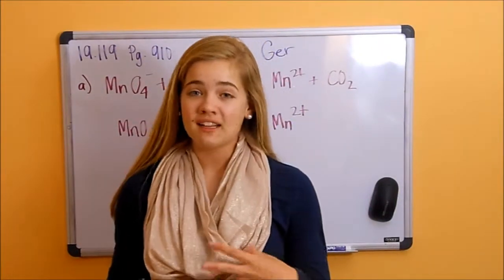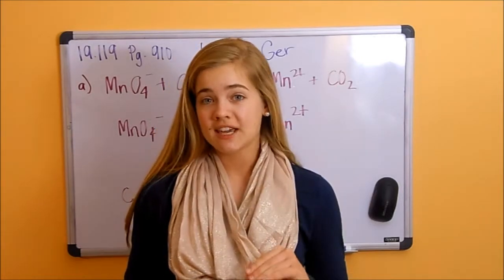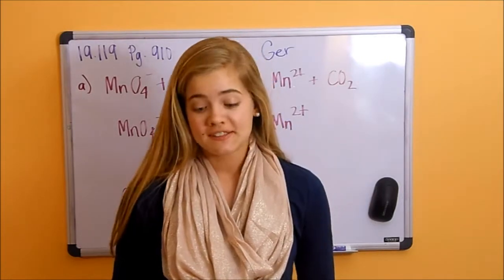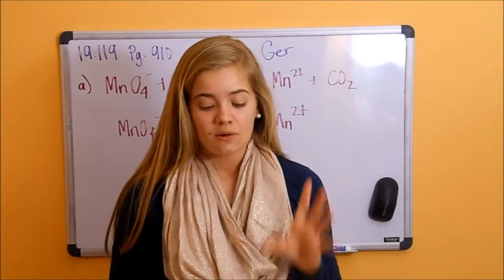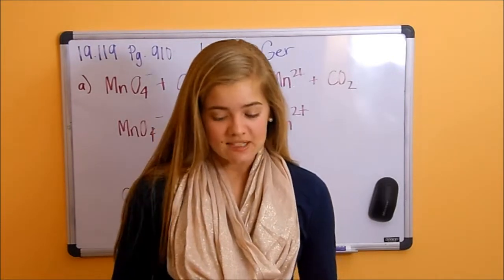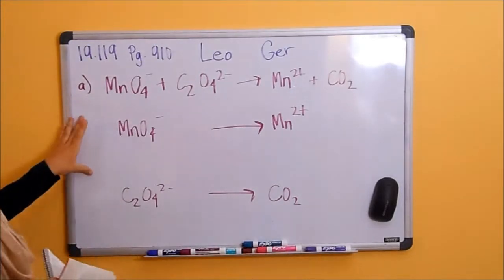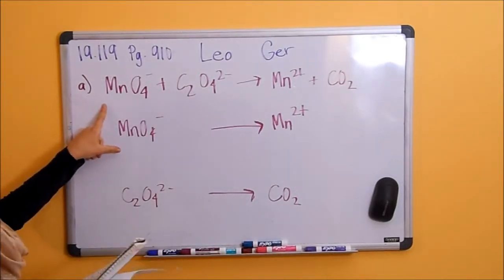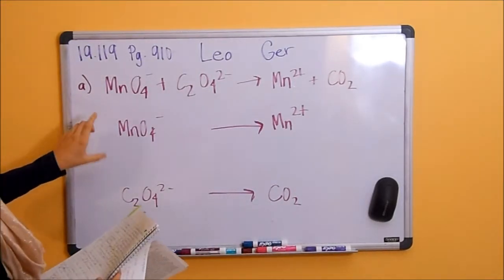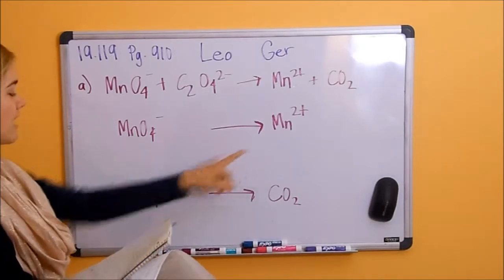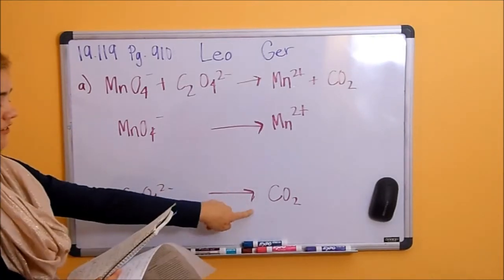Okay, now to balance these equations so we can later add them together, we've got to go through a series of 7 steps. And these are what we call the 7 simple steps for balancing a redox reaction. So the first step we've already done, we've broken up this equation into half reactions. So this is one half reaction, and this is another half reaction.